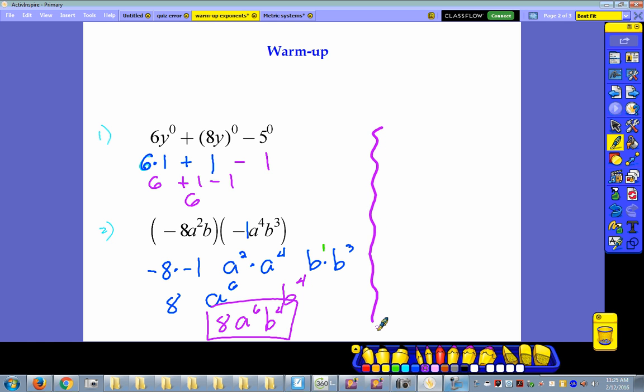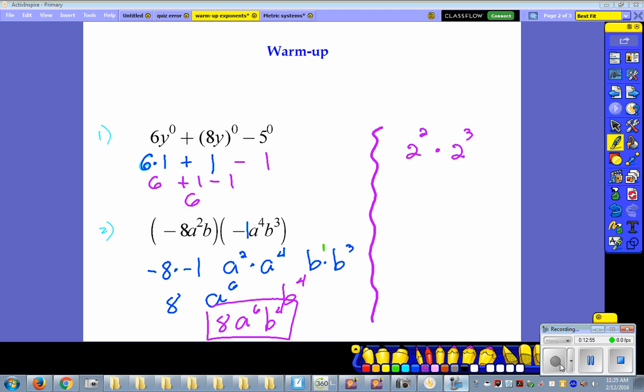Okay, we still have time. What if we have 2 raised to 2 and then 2 raised to 3? How do we simplify this? Go ahead, Maya. Since we have the same base, keep the base, then add the exponents, which is equal to 5. Of course, we can further simplify this. 2 raised to 5 is 2 times 2 times 2 times 2, 5 times. It will be equal to 32.